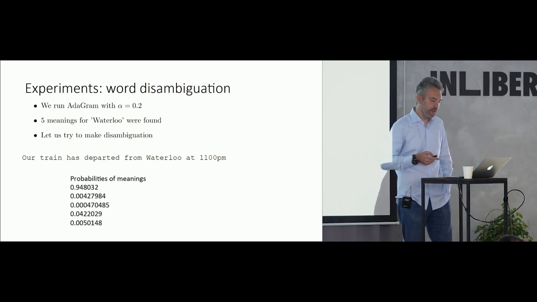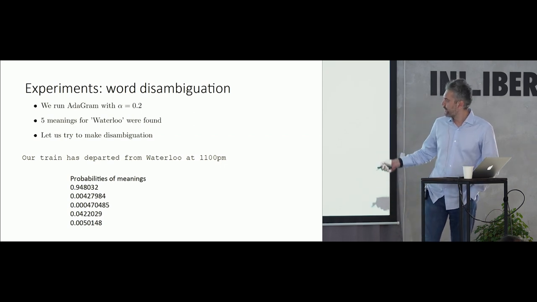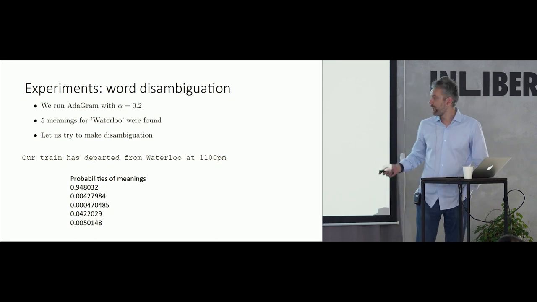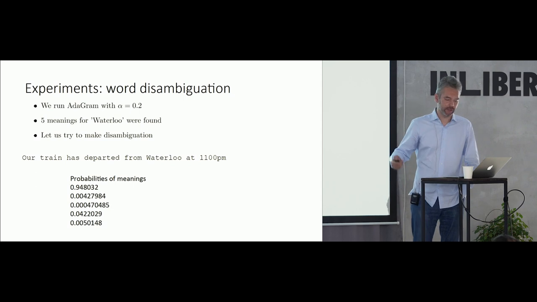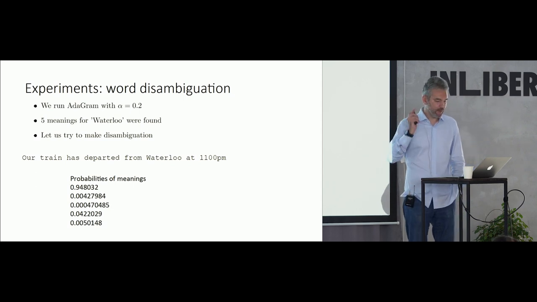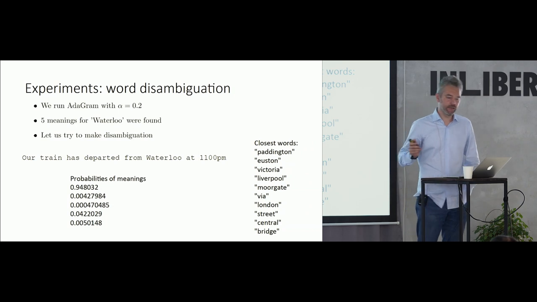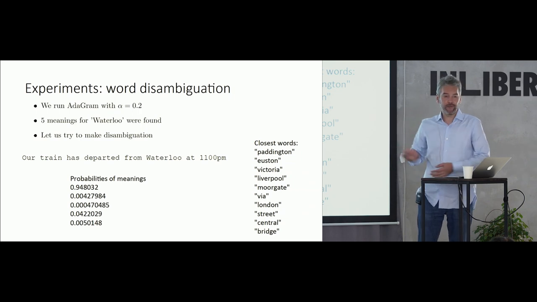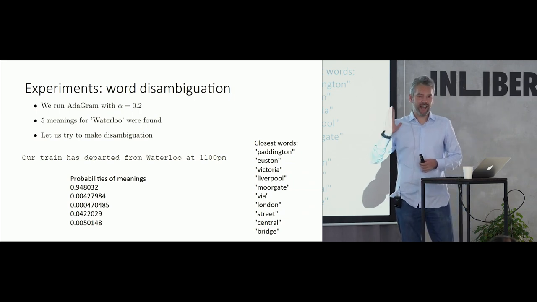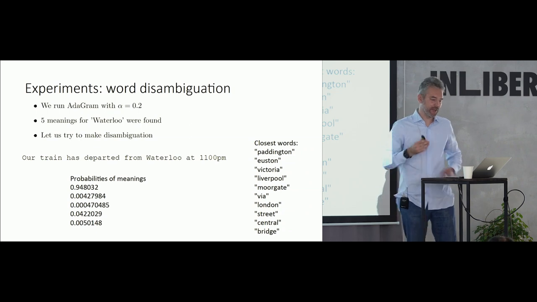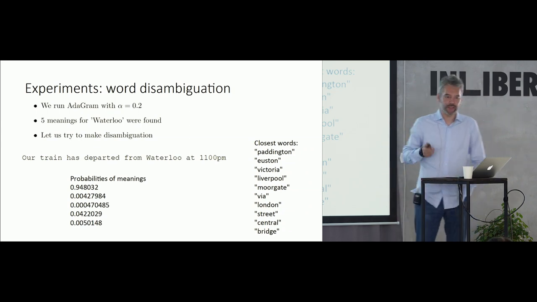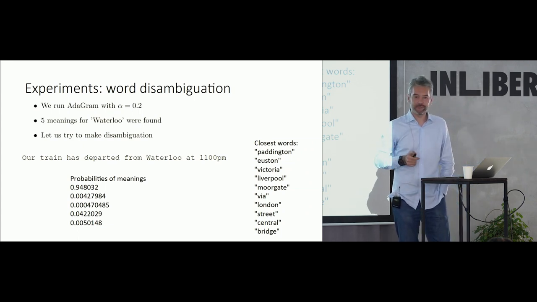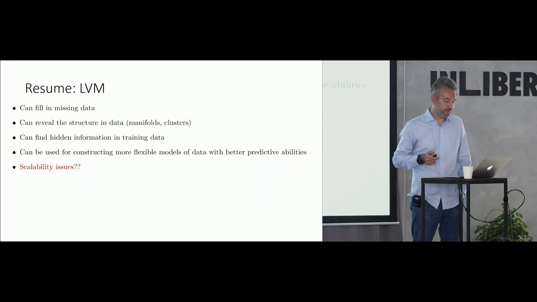And if we compute the probabilities of different meanings, it appears that about 95% of all probabilistic mass is concentrated around the first meaning. So we know that the second meaning already corresponds to some battle. And what is the first meaning? If we consider the top 10 closest words to this first meaning of the word Waterloo, surprisingly, it appears that the five closest words are names of main railway stations in London: Paddington, Euston, Victoria, Liverpool, and Moorgate. While other words are definitely related with transportation and with London. So this is pretty nice.